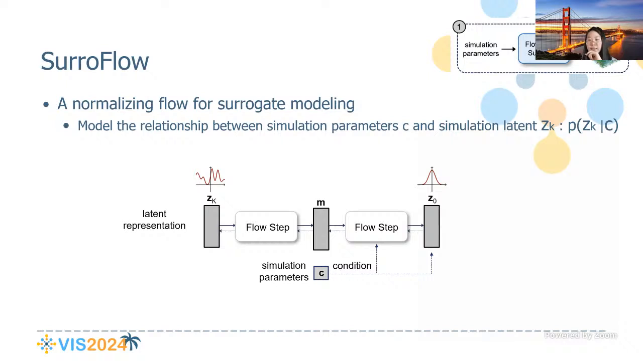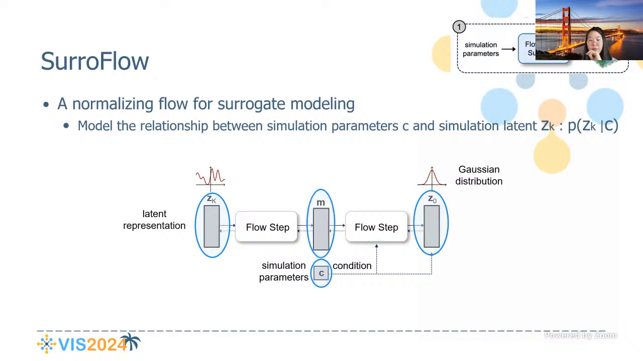The key idea of the flow model is to transform any complex distribution into a simple Gaussian distribution. Then the flow will learn the invertible transformation between these two distributions. In our work, we will learn how to transform the probability of the Z_K conditional on the C to a Gaussian distribution Z_0. And then the parameter of the Gaussian is controlled by the simulation parameter C.